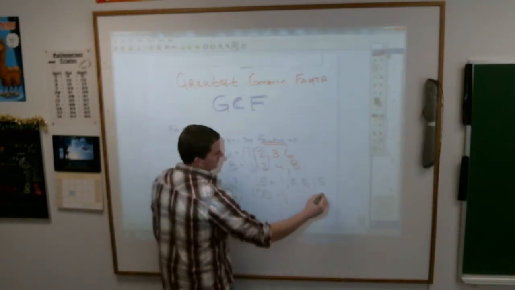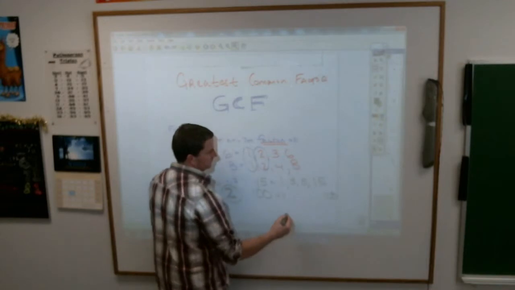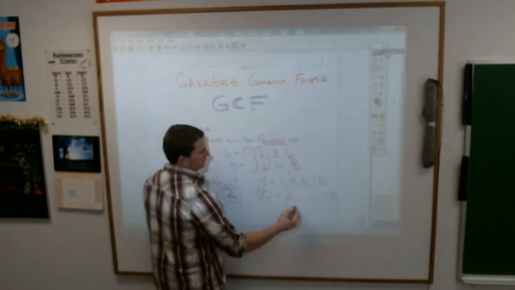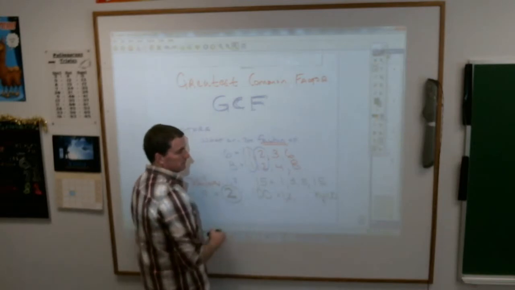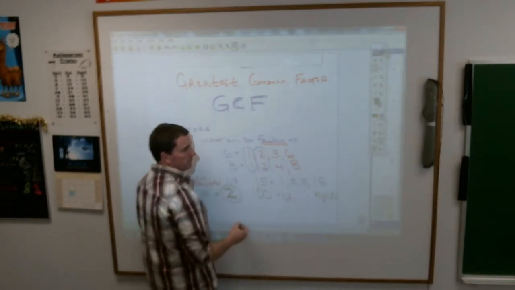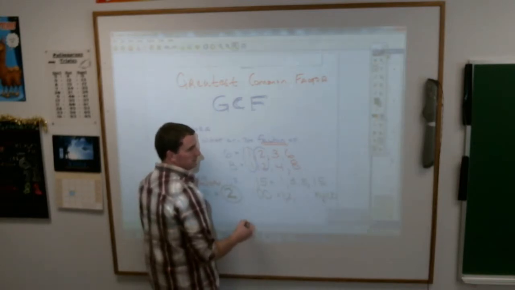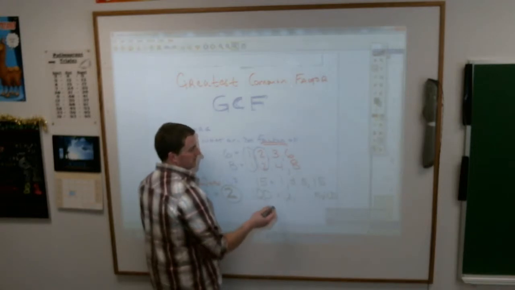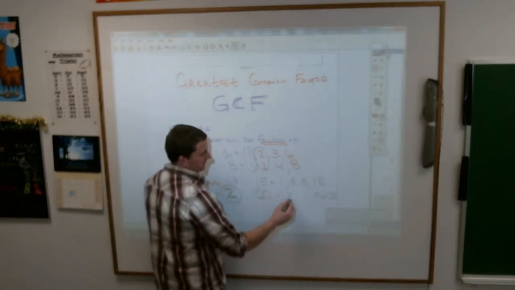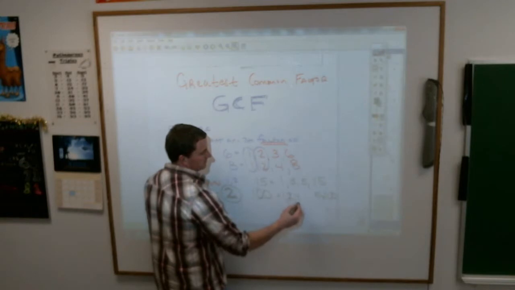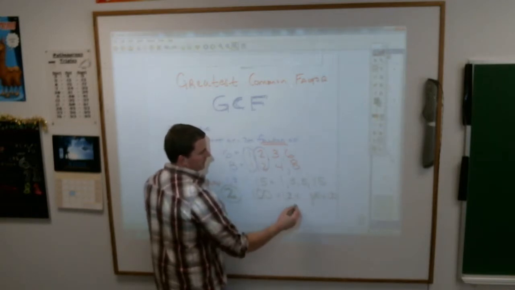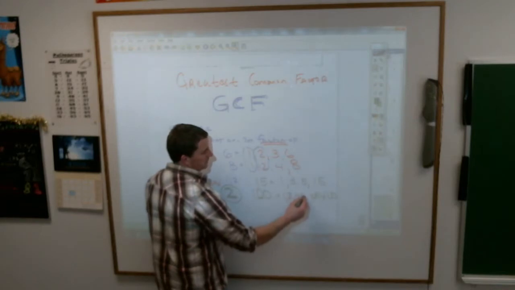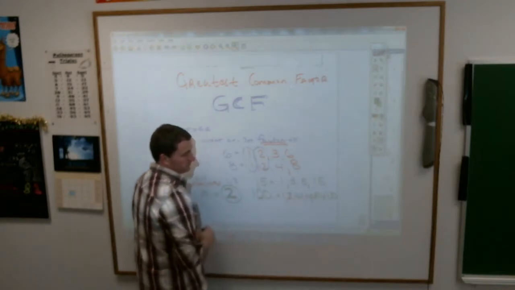1 and 100. 2 and 50. 4 and what else? What other factors does 100 have? 4 times what? How many quarters are there in a dollar? And 5 times what again?